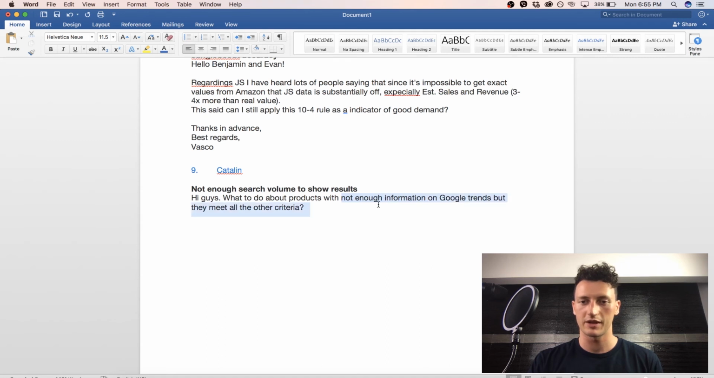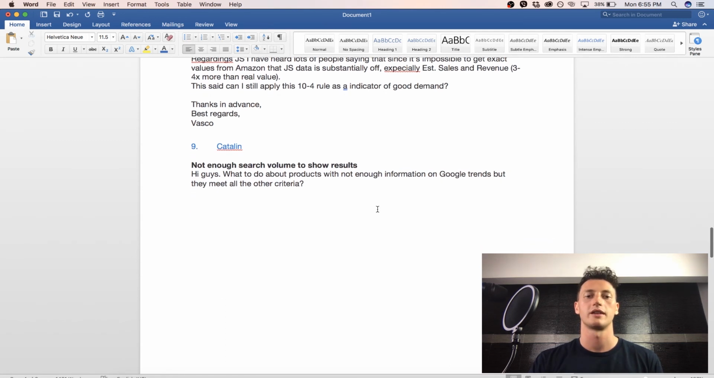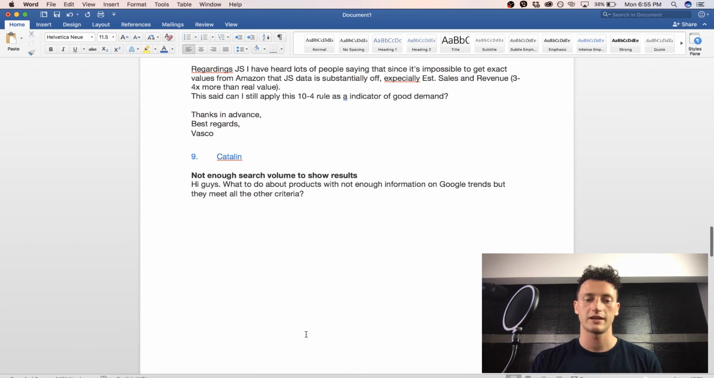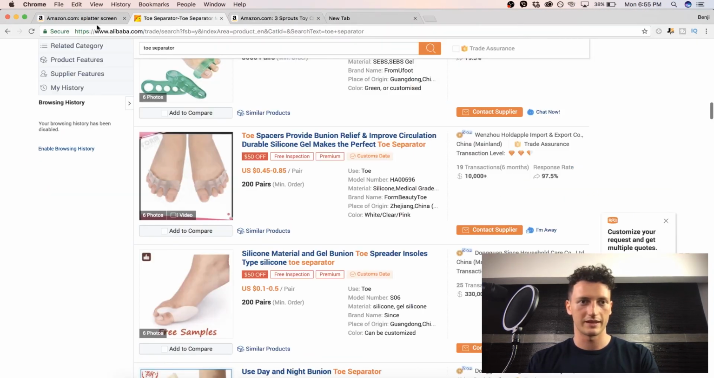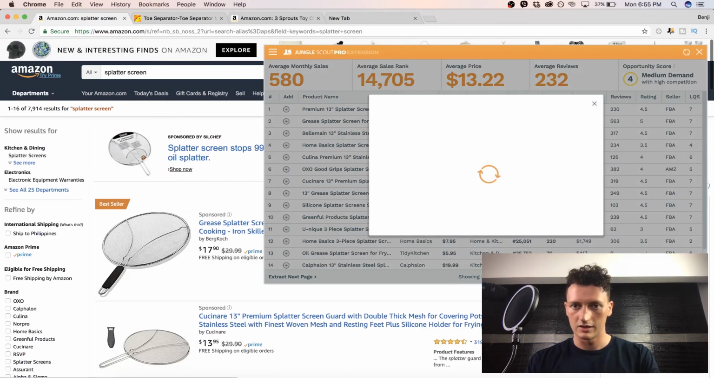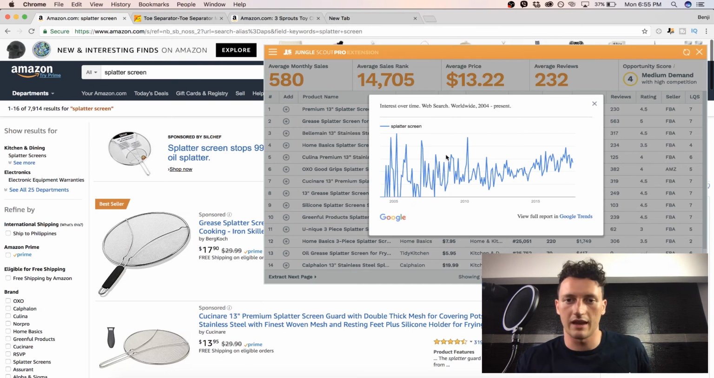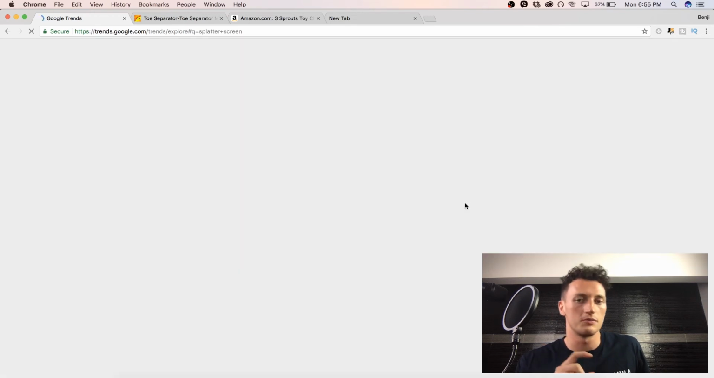Caitlin again, not enough search volume to show results. Hey guys, what to do about products with not enough information on Google Trends, but they meet all other criteria. They meet all other criteria except for Google Trends. So just to show everybody, we can pull it up in the Jungle Scout too. So you can see the Google Trends, which is the number of times that the keyword splatter screen has been searched over time since 2004. You can go to trends and you can search that more specifically over a time period, or in YouTube specifically.